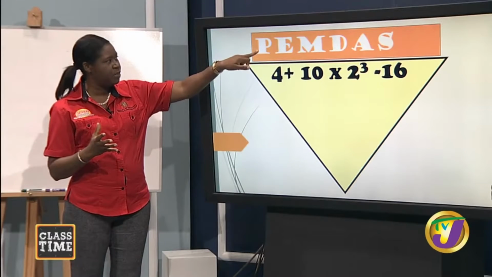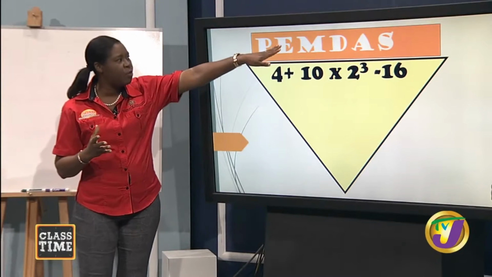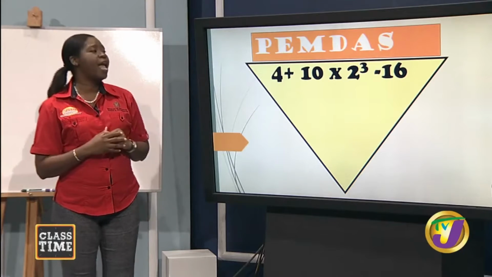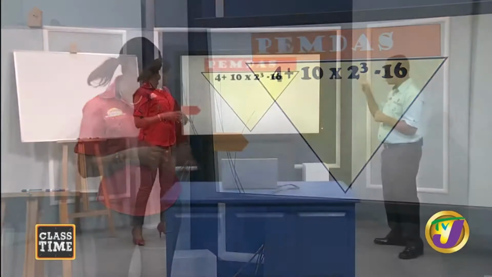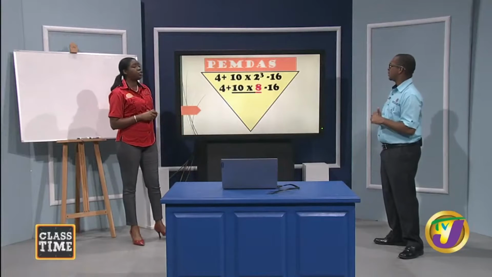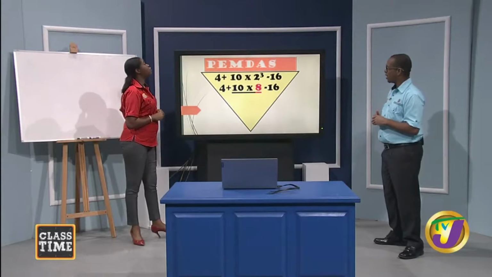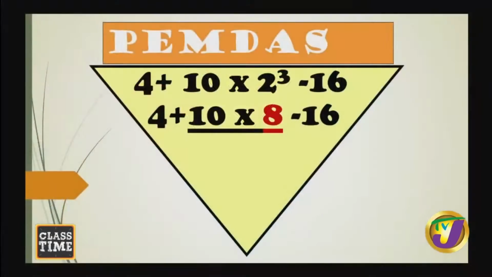Because P would be for parentheses. There's no parentheses, so the next operation we'd look for would be? The exponents. That would be the 2 to the third power. And 2 to the third power is 8. That is 2 times 2 times 2. Okay? And that would give us 8.